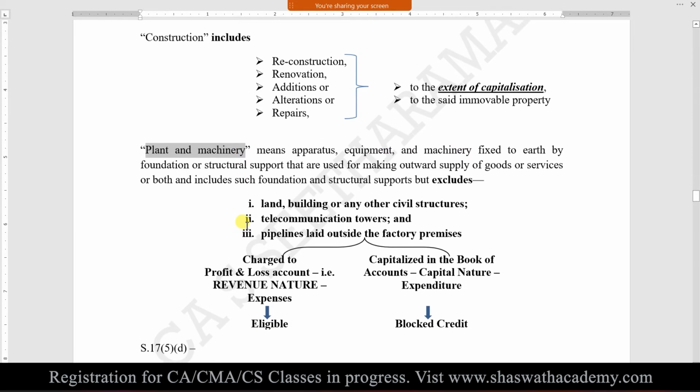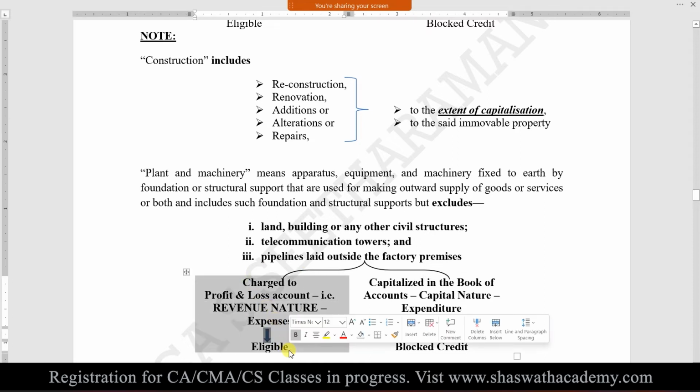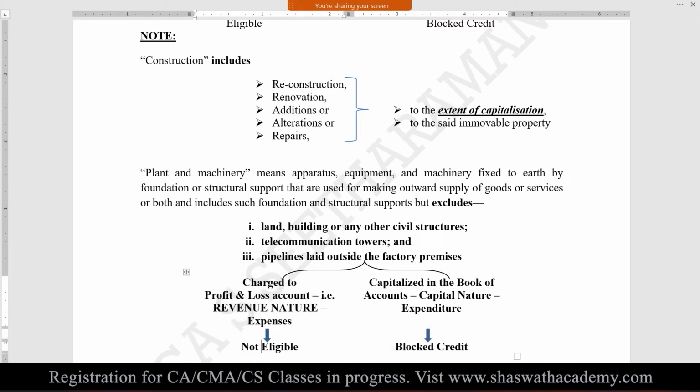Everybody, are you comfortable? Right? So in that plant and machinery, we understand three things are specifically excluded, and therefore if those three things are done, even if it is capitalized, it is blocked. In those three things, if any repairs and maintenance are carried out, that is eligible, because what is blocked is only the capitalized nature and not the revenue nature. Why is it eligible, sir? Because it is not blocked. Since it is not blocked, it becomes eligible. Guys, are you all with me? Everybody?